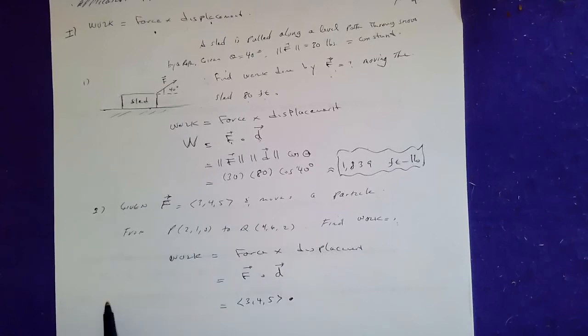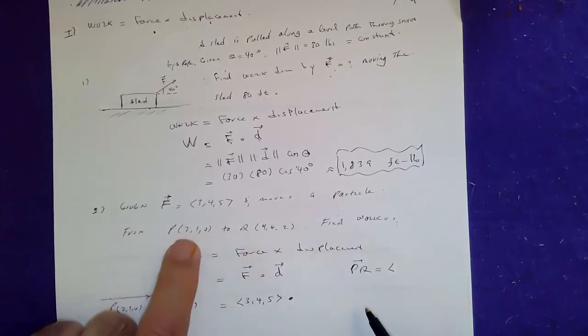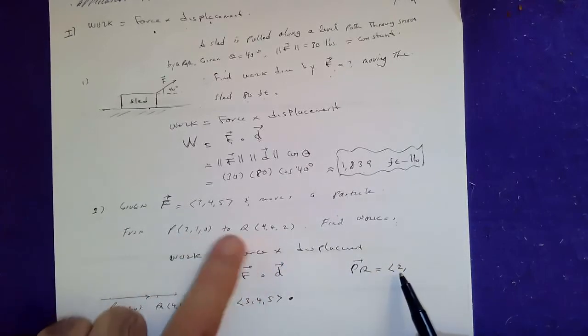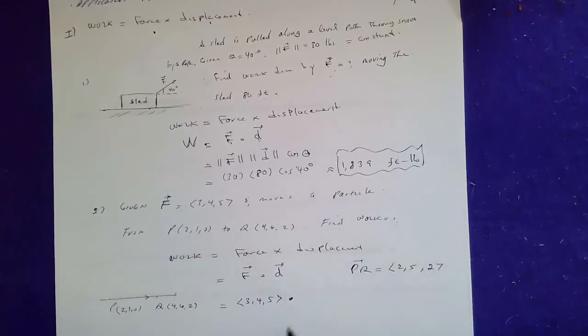Displacement is like what? We're going from point P to Q. Knowing the initial and the terminal points of the vector, you know how to convert that to a vector. So terminal minus initial. So that would be 4 minus 2 is 2, 6 minus 1 is 5, 2 minus 0 is 2. There it is. So that's 2, 5, 2.